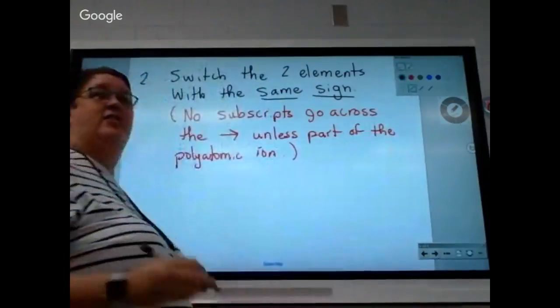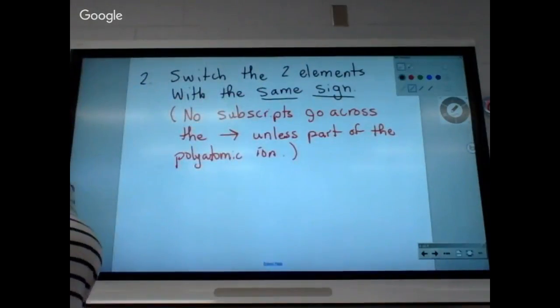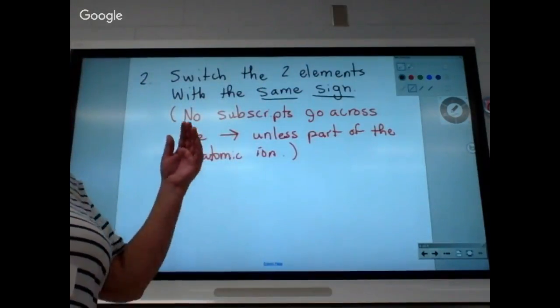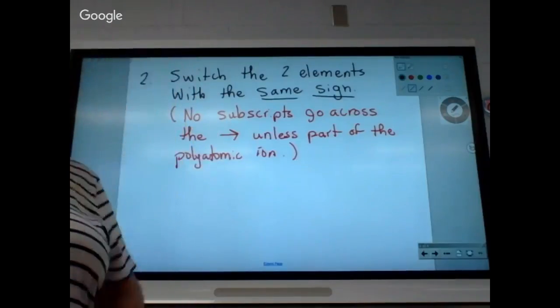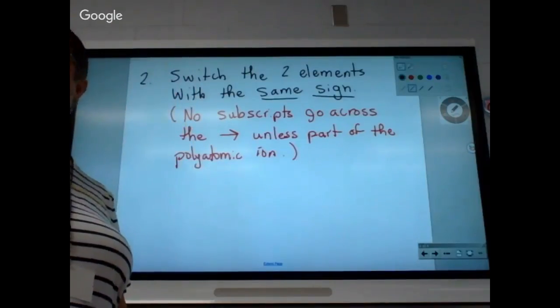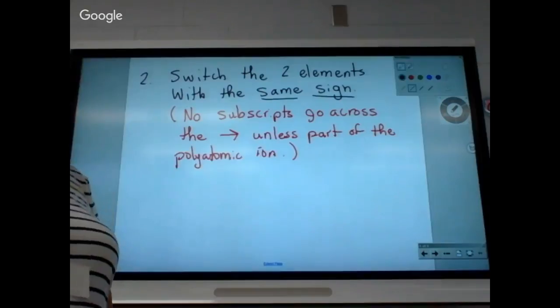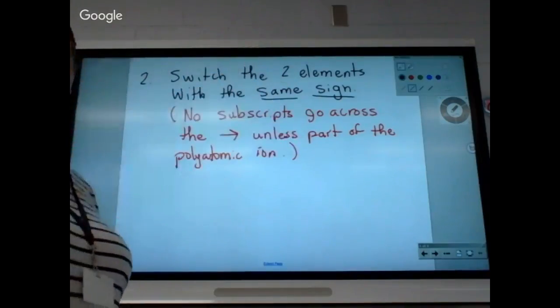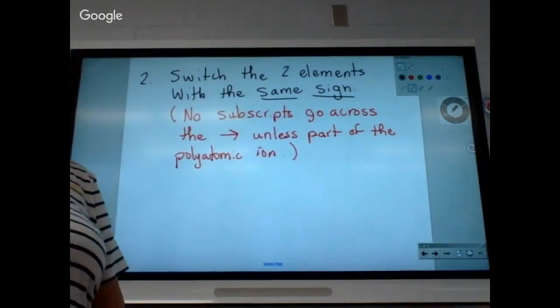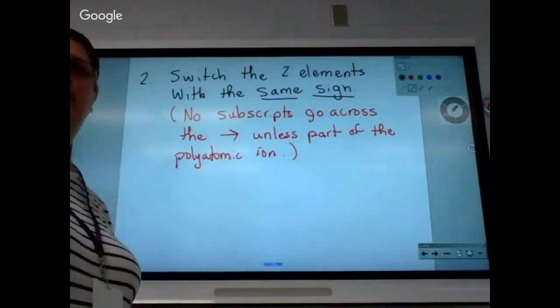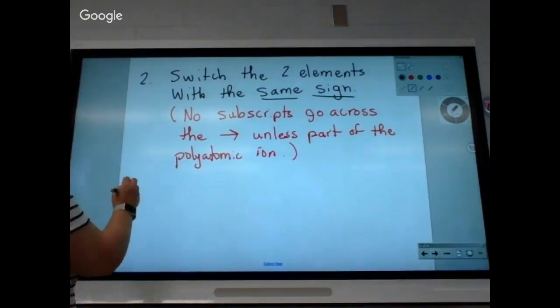Unless it's like SO4. So SO4 is sulfate. So that 4 that's on sulfate gets to go across the arrow. Basically, when you look at the polyatomic ion sheet, if it's a subscript on the sheet, it gets to go across the arrow. But if it's not part of the subscript, it does not get to go. Okay? Number 3.